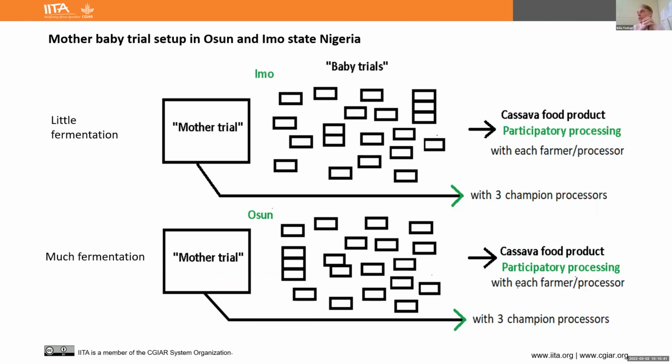So this is an overview of the mother-baby trial setup in two states. You have a mother trial, you have baby trials, and as you see, we did the mother trial with 3 champion processors who are all also farmers actually. And then you also had these small trials where we also did participatory processing, and we measured everything, all processing diagnostics were measured. And as you can imagine, you get a larger variance within the baby trials, while the mother trials are more of a classical setup.